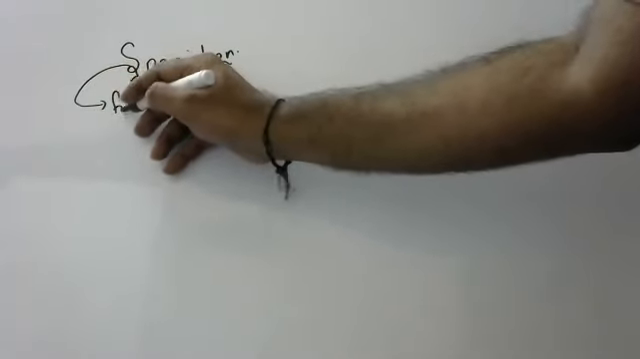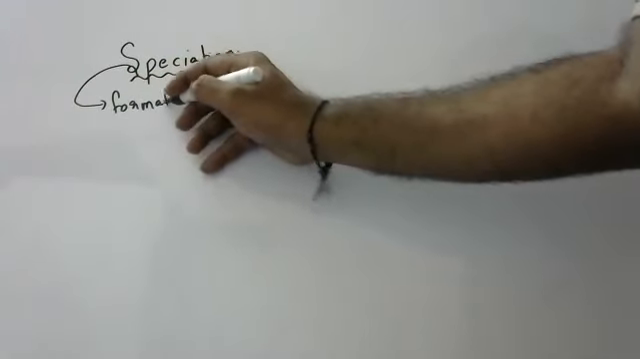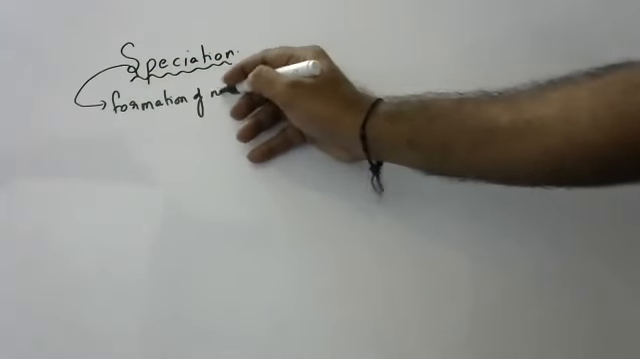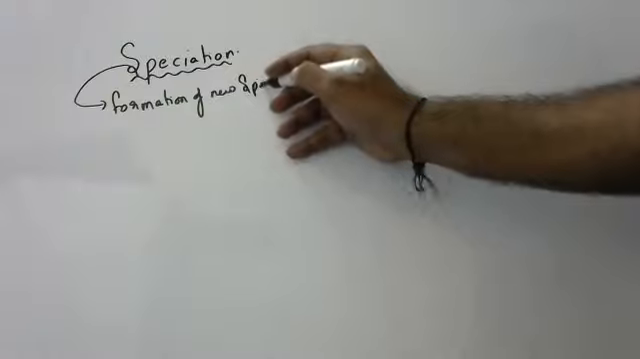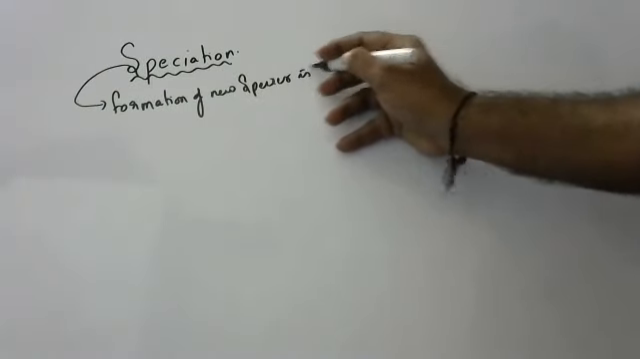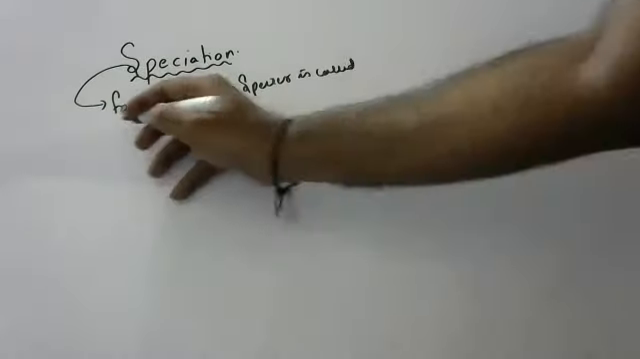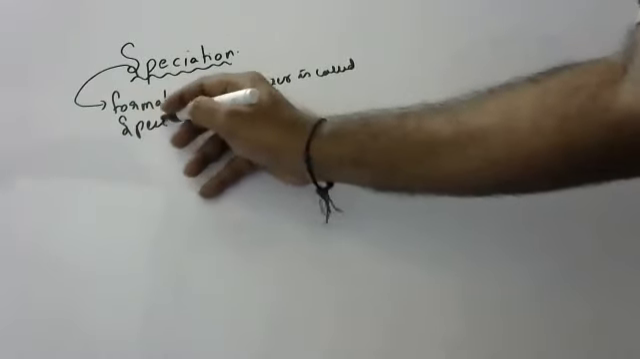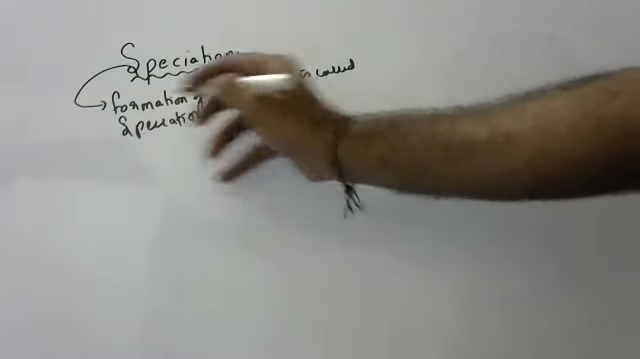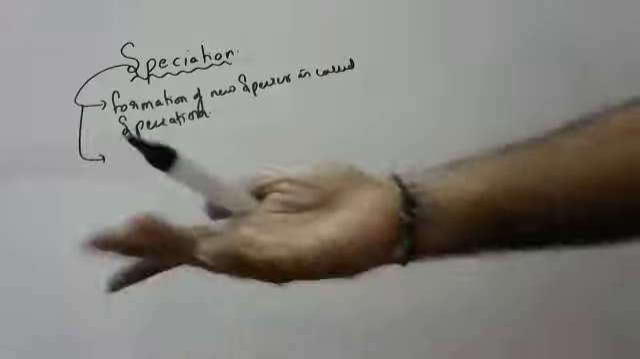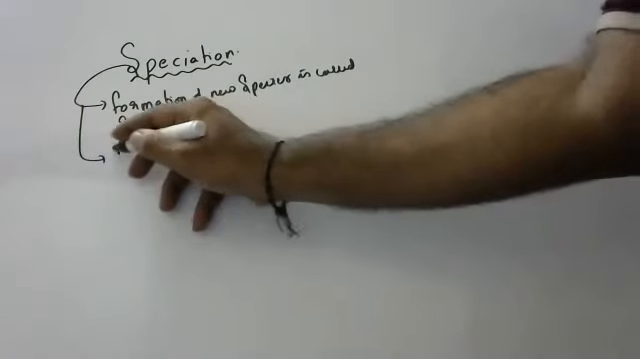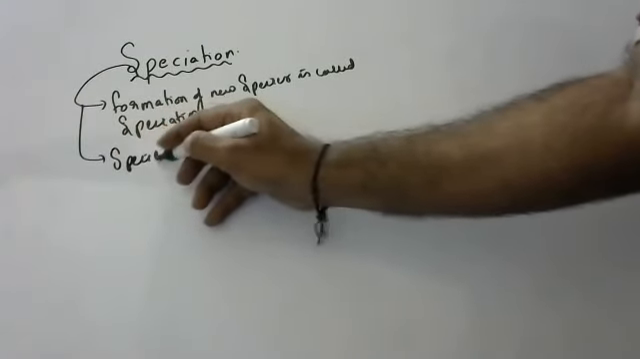Speciation, formation of new species is called speciation. That's all. Formation of new species is called speciation. Then you will ask, sir, first of all, what do you mean by species? You will say, then I'm saying the species definition.